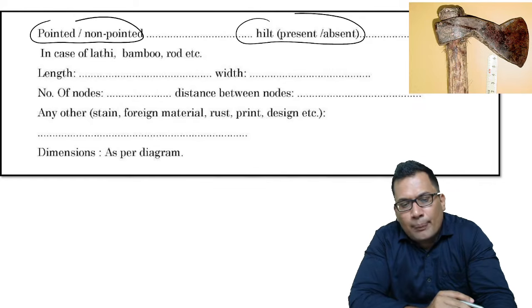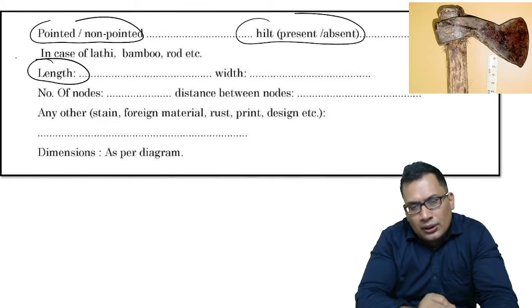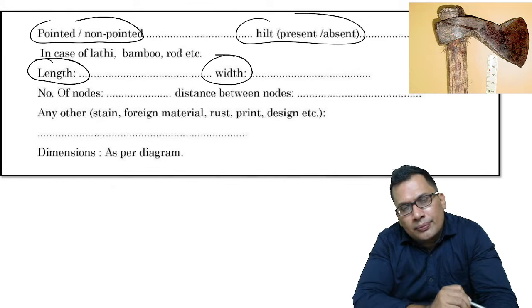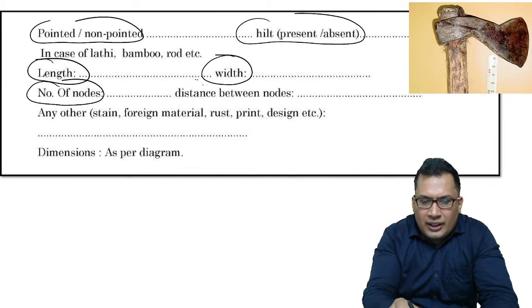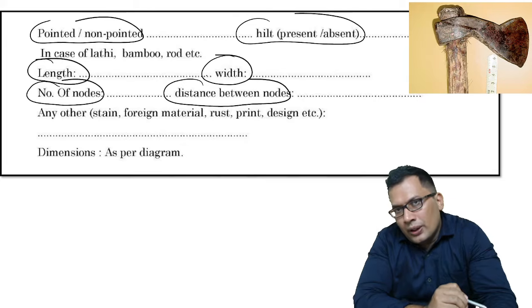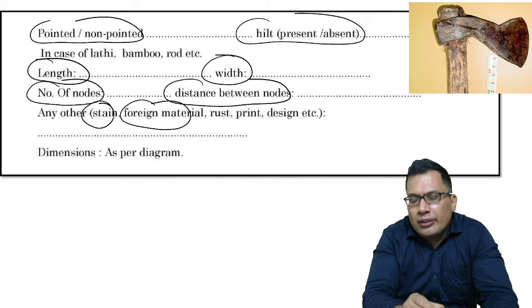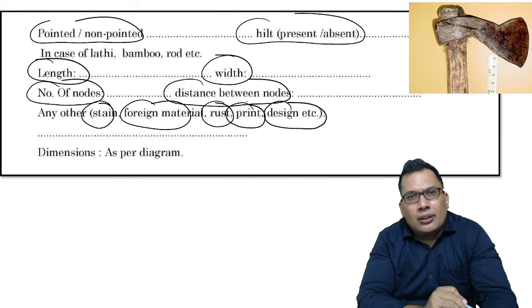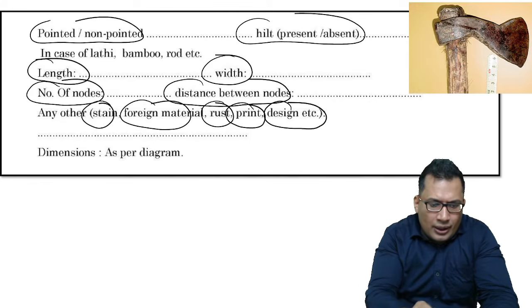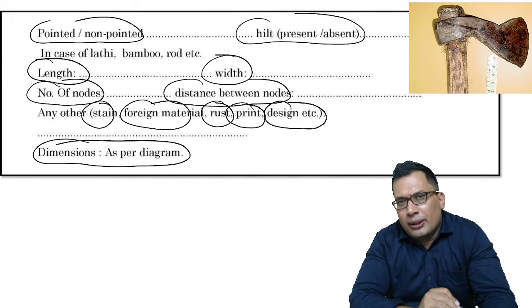If some lathi or bamboo or rod is given, you need to write length of the weapon, width of the weapon, or number of notes and distance between the notes. Also, if any blood stain or other material, rust is present or absent, any print of the weapon, design which is present on the weapon, that you need to mention. Dimensions as per diagram. You need to write a diagram of the weapon that is received.